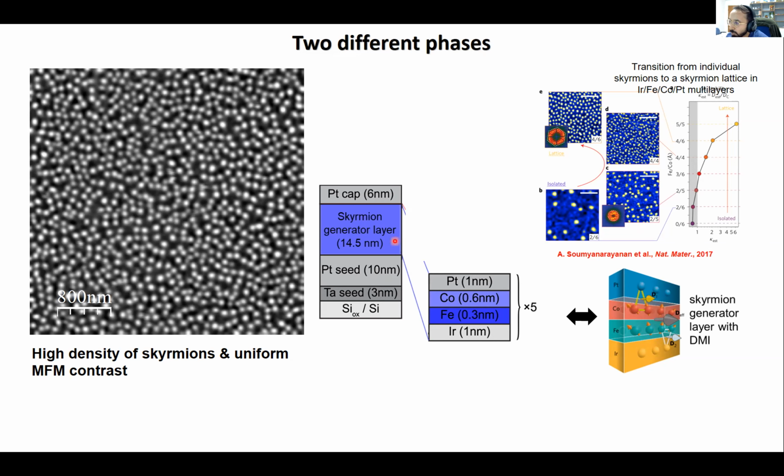Now, in our work, we brought down the number of layers from 20 to 5. So this is the structure that we are using. We are using thicknesses of iron and cobalt at 0.3 and 0.6, and we are repeating the same layer, bringing down the number of multilayers from 20 to 5. So this is the MFM image, and you can see the skyrmion lattice, which is similar to what was observed in 2017. Now you can see all the skyrmions here seem similar. They have similar MFM contrast.